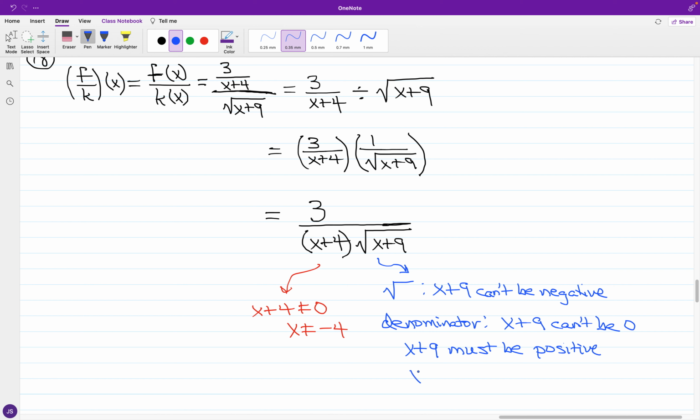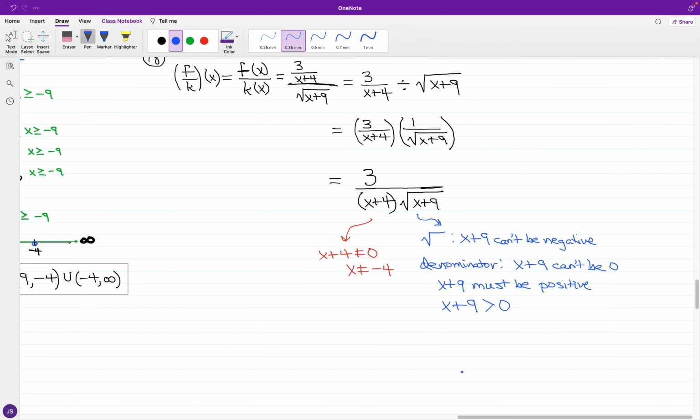So putting what we have in inequality terms, x plus 9 is greater than 0, and so we have that x is greater than negative 9. So keeping everything intact within the real number system for this particular quotient function, we are trying to satisfy simultaneously that x cannot be negative 4, while also x is greater than negative 9.